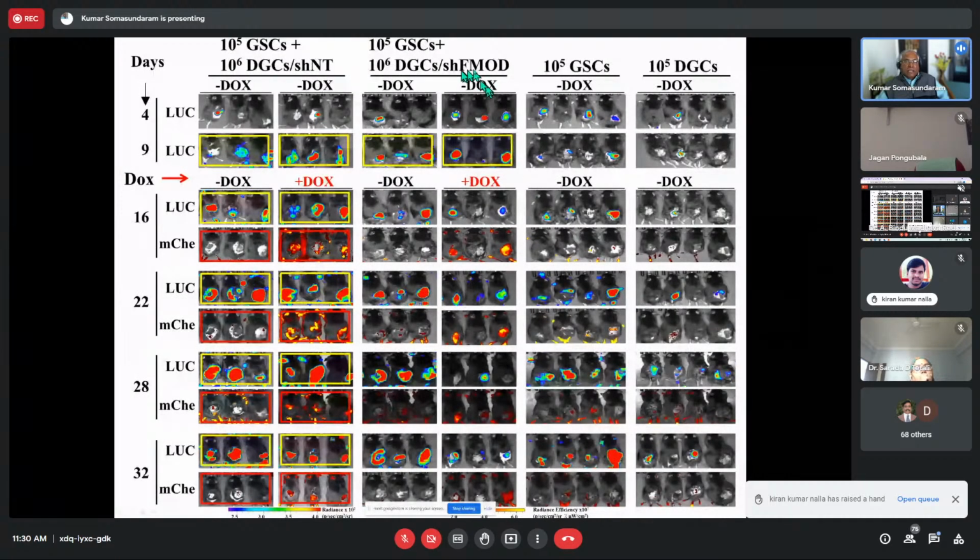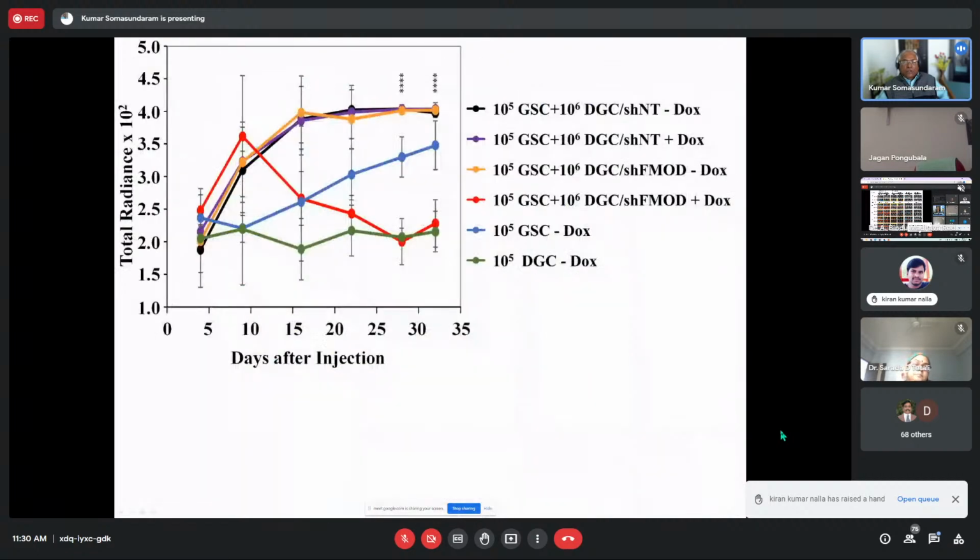Whereas in this group where FMOD is silenced, when you inject doxycycline, you can see on the left side, in the absence of doxycycline, the tumor continues to grow. Whereas once you add doxycycline, FMOD gets silenced and the tumor growth decreases. Of course, these are controls. So essentially, to show in the quantitation model, you see DGCs are not forming any tumor, GSCs are forming a tumor, slowly showing the tumor at the end. This is the size they reach.